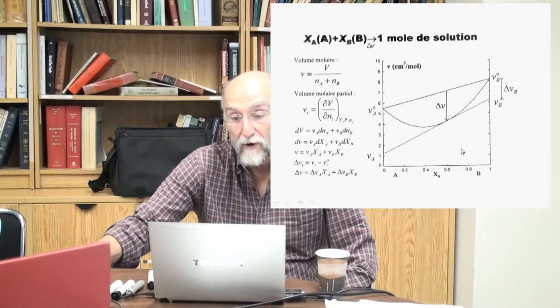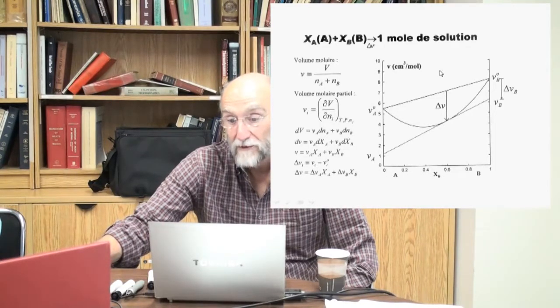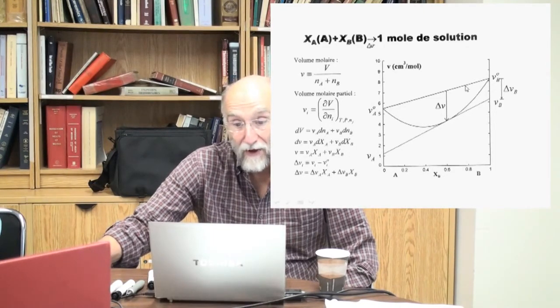It doesn't have to be; it could be positive. You could actually have a delta V that went up like this. Or you could have a delta V that went along here, okay?